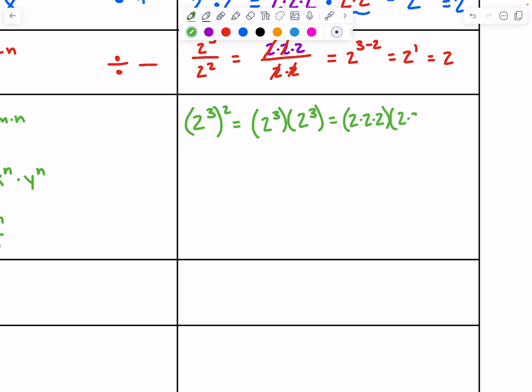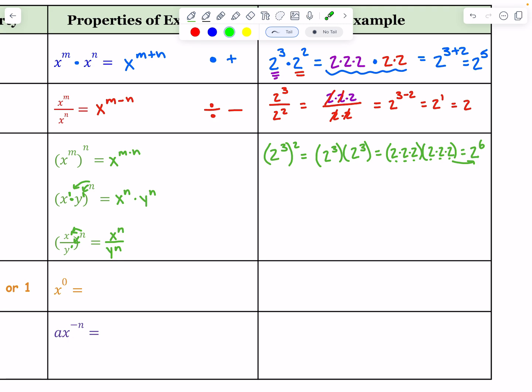Then 2 cubed means 2 times 2 times 2. So in each of those parentheses, I can rewrite them. And then that means I have really 2 to the 6th power, because I have 1, 2, 3, 4, 5, 6 of them being multiplied together. And so that's why the rule is that you have to multiply the exponents together when there's only one base and it has more than one exponent attached to it. You have to multiply.